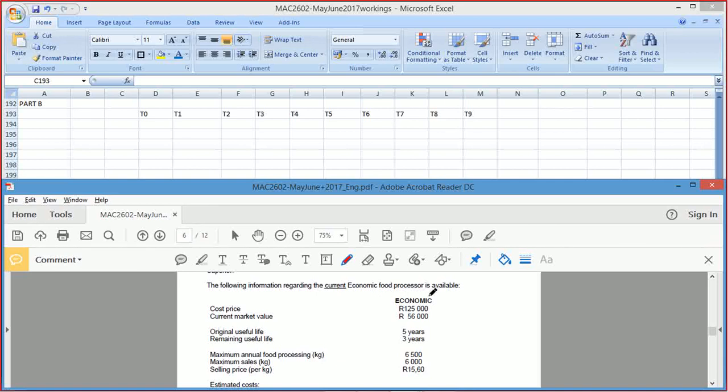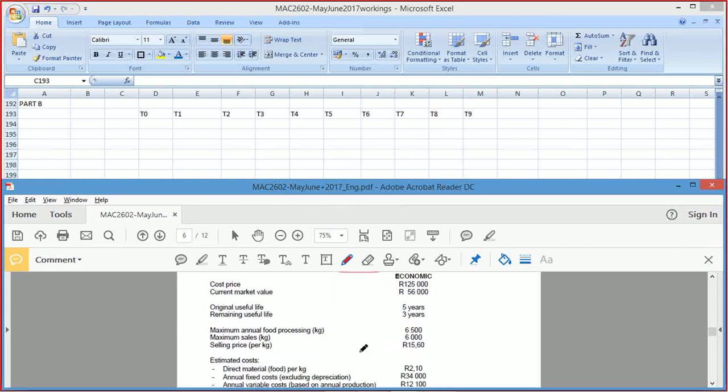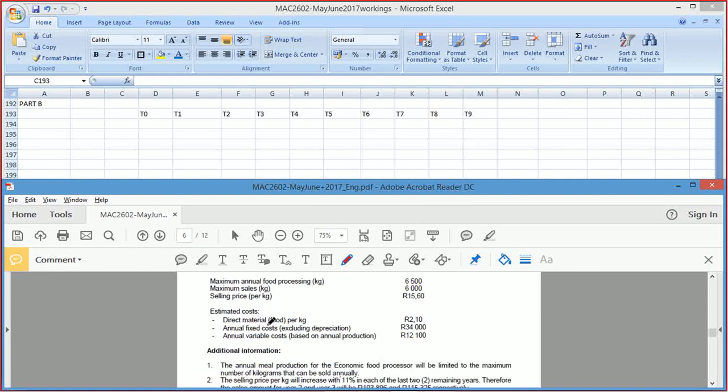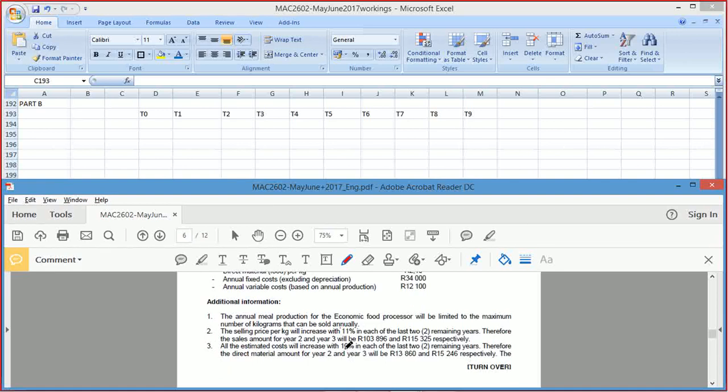The following information regarding the current economic food processor is available. I've got the cost and I've got the current market value. This is for economic. So economic means currently. So this is the old machine. That's the cost, that's the market value, that's the useful life, that's the remaining useful life. So 3 years left. Maximum food processing in kilograms, so it's 6,500. Maximum sales, 6,000. Selling price, 1,560. And these are the estimated costs for the existing machine.